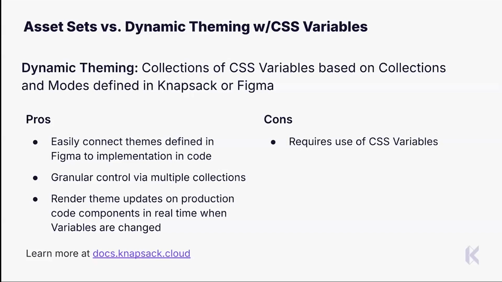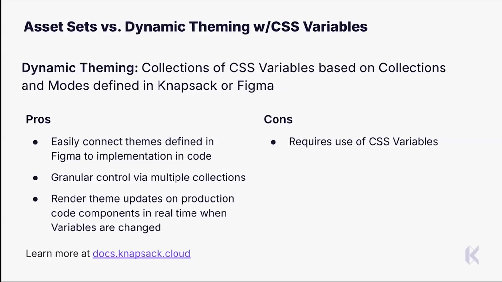And so the way most teams we work with are defining their variables, their themes in Figma these days as variables, collections, and modes. You can also do it directly in Knapsack, but a lot of teams start in Figma, pull it into Knapsack through our plugin and our workflow. And then what we have is this really powerful way to see changes that we make to variables directly on production coded components in real time. It also gives us this ability to control the themes a little more granularly.